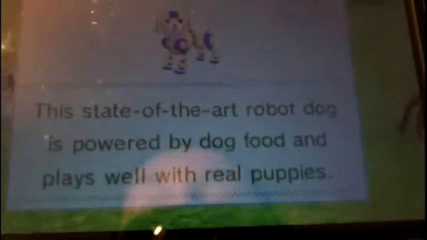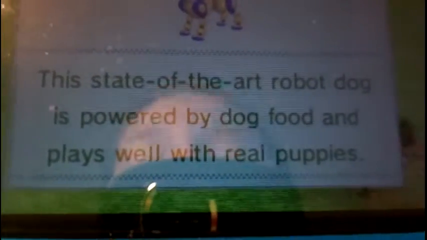So I'm at the kennel, and look what it says right here. Robopup. The state-of-the-art robot dog is powered by dog food and plays well with real puppies. Awesome. Okay. Surprise me.